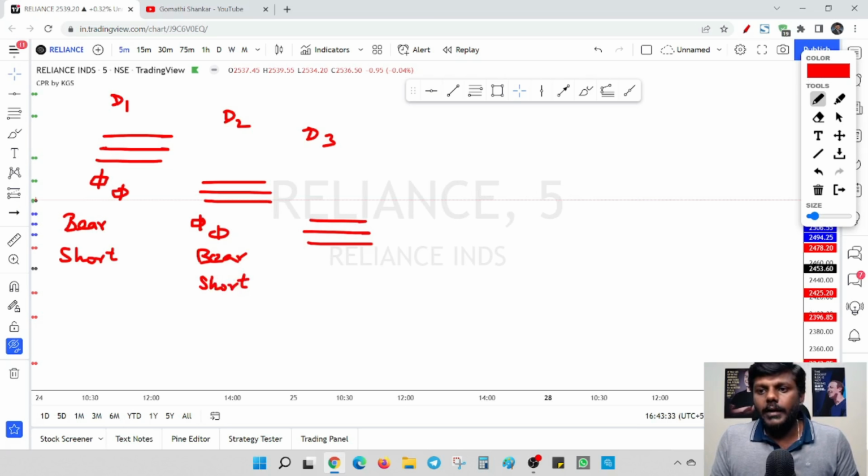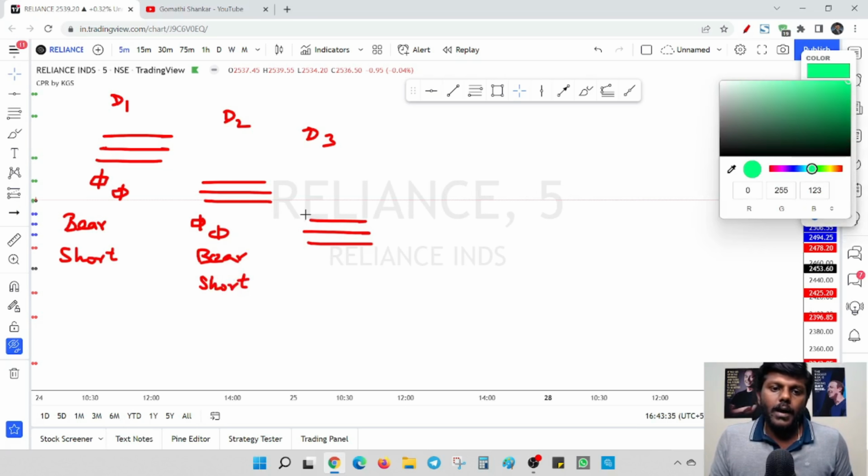Now on day 3, the market may open above daily CPR. So here we have a descending CPR, but the candles are opening above daily CPR. So this is a sign of trend reversal. Now two things can happen. Either the market should go up, or the market should come down and get attracted towards daily CPR.